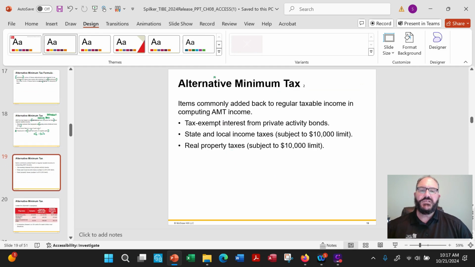All right, some items that are commonly added back to regular taxable income: tax-exempt interest from private activity bonds. This is a little bit different, not something that's talked about too much, but private activity bonds are non-governmental bonds, usually government and private sector accommodations. Also state and local taxes and real estate taxes. Those are the typical ones.